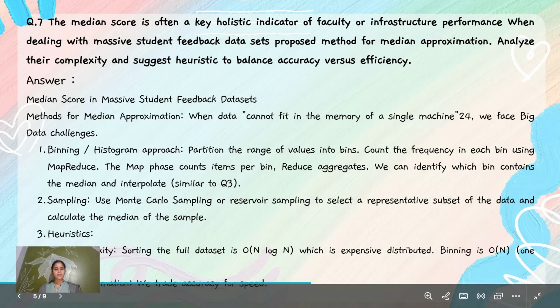Second one is sampling. Use Monte Carlo sampling or reservoir sampling to select a representative subset of the data and calculate the median of the sample. Third one is heuristic. Complexity: sorting the full data set is Omega(n log n), which is expensive, while distributed binning is O(n), one pass. Approximately, we trade accuracy for speed.